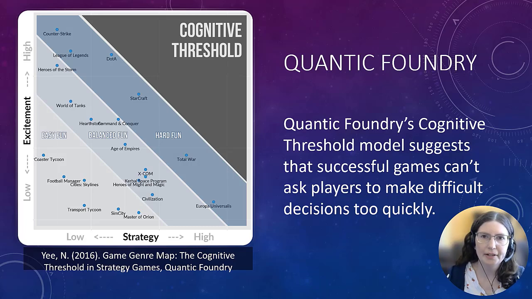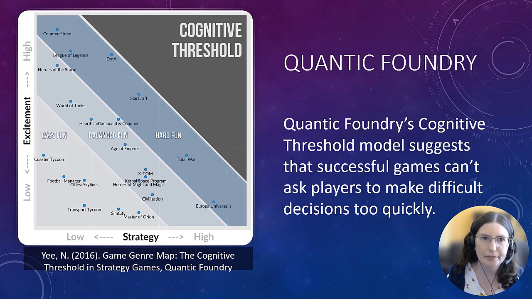On the screen is another diagram, this time taken from Nikki's 2016 post on Quantic Foundry. This graph has strategy on one axis and excitement on the other axis. There's a variety of game names mapped out on these two axes, which I won't read out loud and aren't all that important for the purpose of this talk.